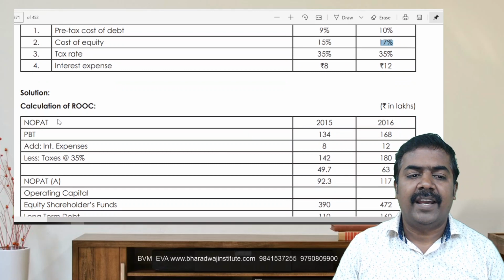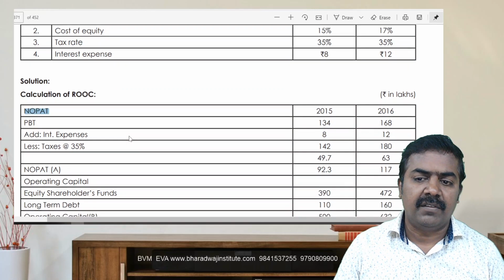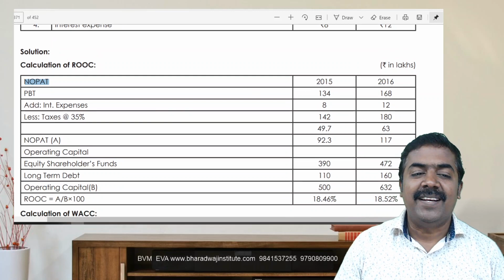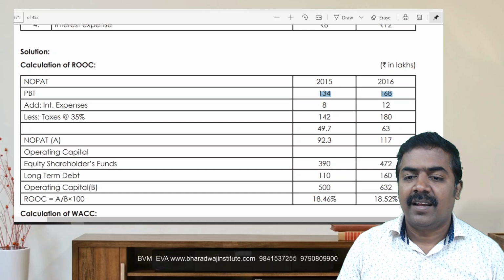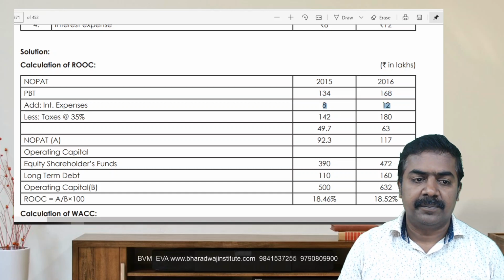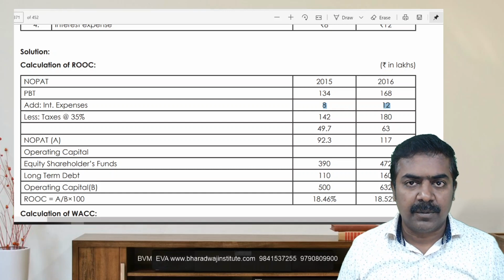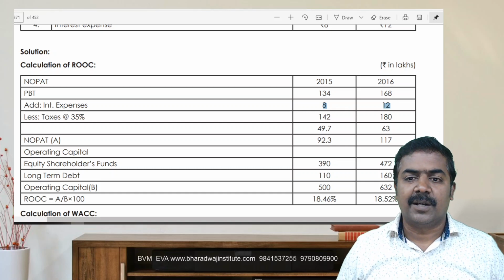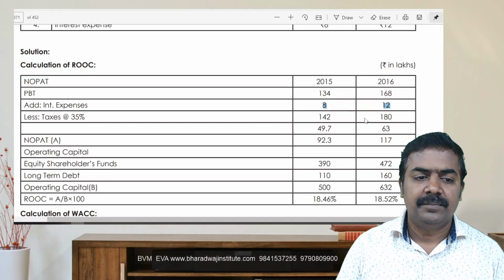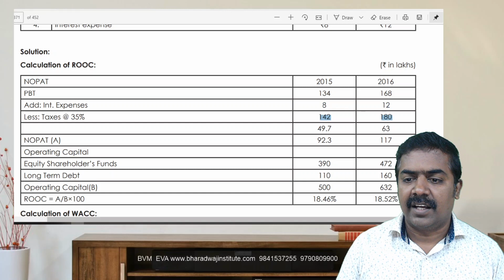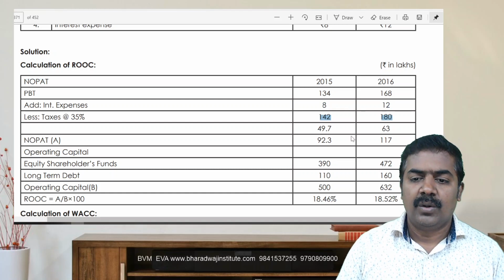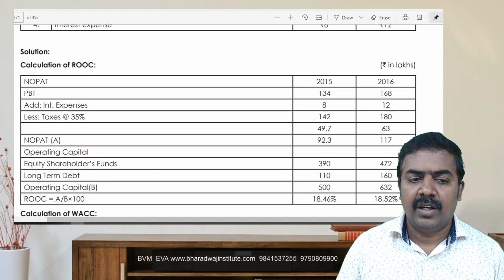First, we have to work out NOPAT. I am not solving this because the solution is already there. PBT, profit before tax, is there. Add interest, you will get EBIT. We are not given any details about non-operating expenses or non-operating incomes. So earnings before tax, add interest, you get EBIT. Less tax at the rate of 35%, we get NOPAT.